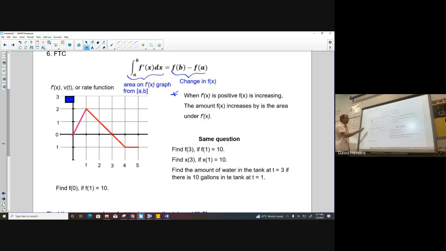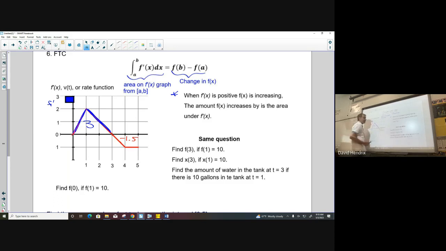And so we have to kind of think about this. In this case, this is our f prime graph, but this could be v of t, this could be some sort of rate function. It's all the same thing, right? So when f prime is positive on these intervals, then f of x is increasing, but the amount it increases is whatever this area is. So we know that f of x actually increased by 3 units from 0 to 3, and then from 3 to 5, we decreased by 1.5 units, right?